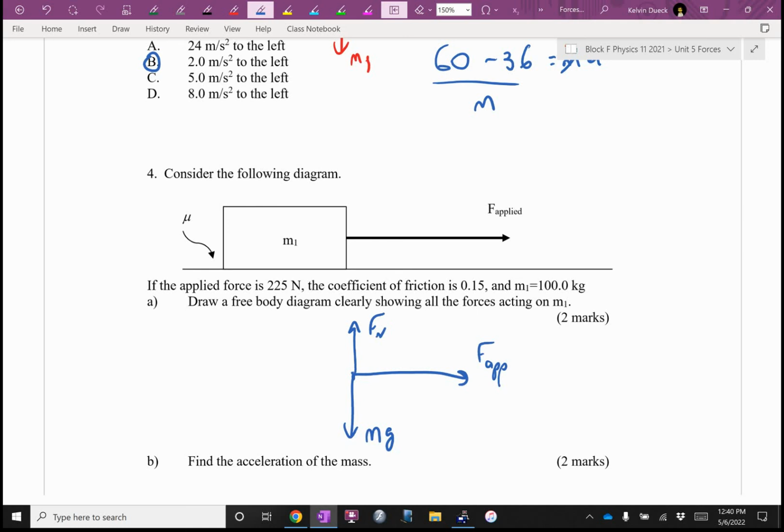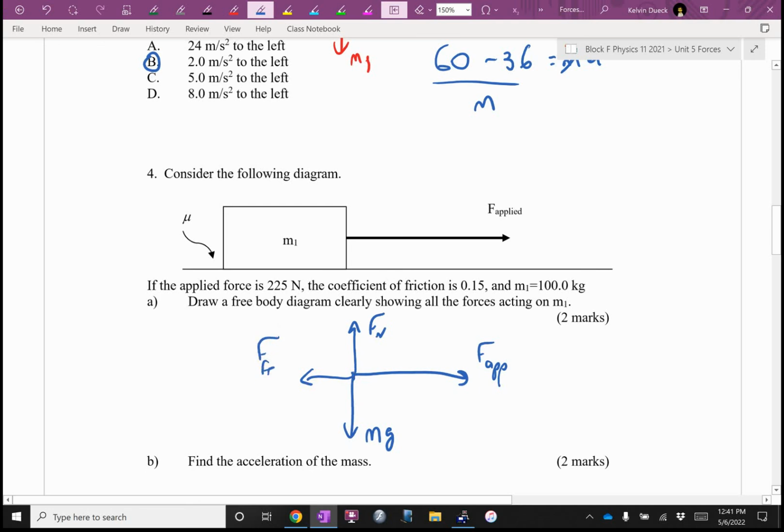Oh, what if I told you it was moving to the right but slowing down? How would friction compare to F applied? I think that's every single possibility I can come up with. Can't think of another one. So I agree with you.